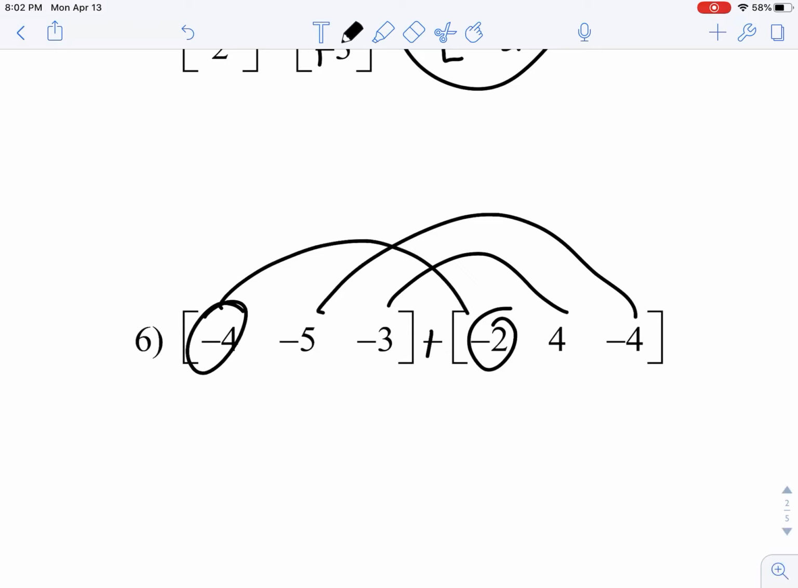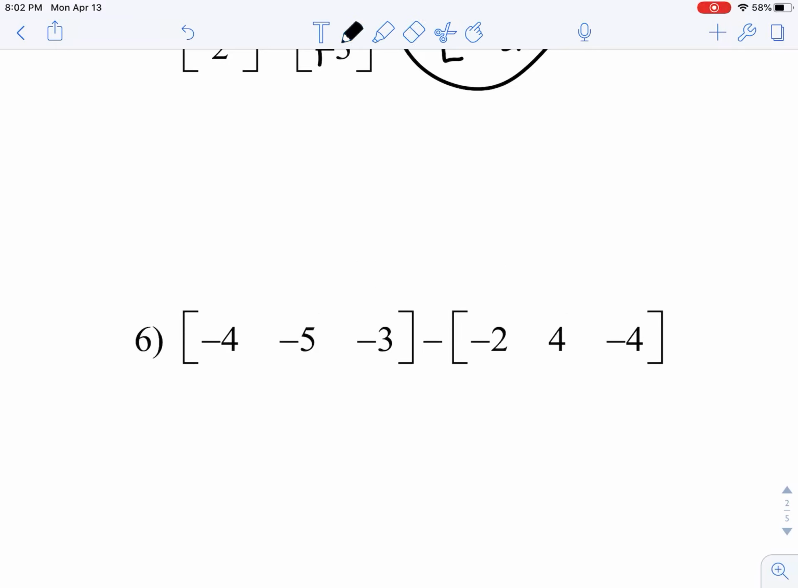I would add this with this, that with that, that with that. All my examples happen to be subtraction, but addition and subtraction are the same thing. So, negative 4 minus minus 2. Minus minus turns to plus. Negative 4 plus 2 is negative 2.